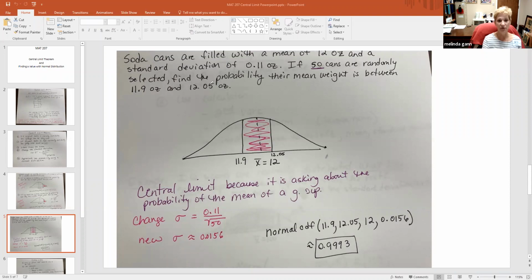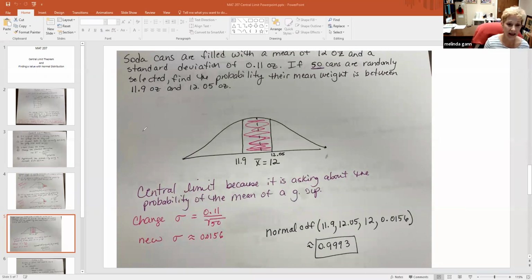and 12.05 ounces. So, you know, the can says it holds 12 ounces, but it's not always going to be exactly 12. So I want to know what's the chance if I pick 50 cans up and weigh all 50, and then find the average weight. I add those 50 weights up and divide by 50. What's the probability that that average weight is between 11.9 and 12.05?